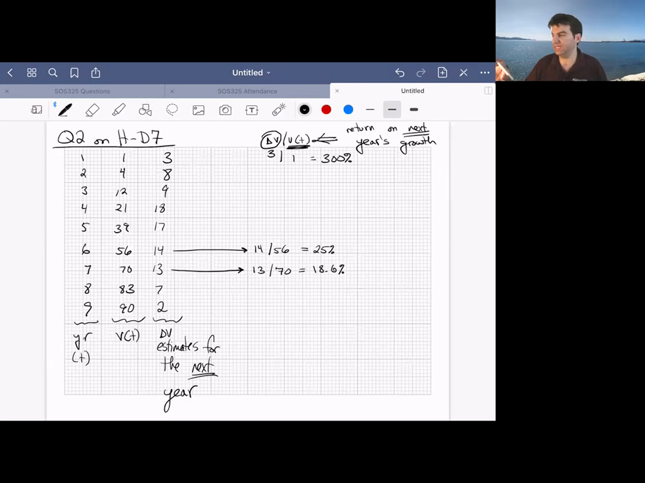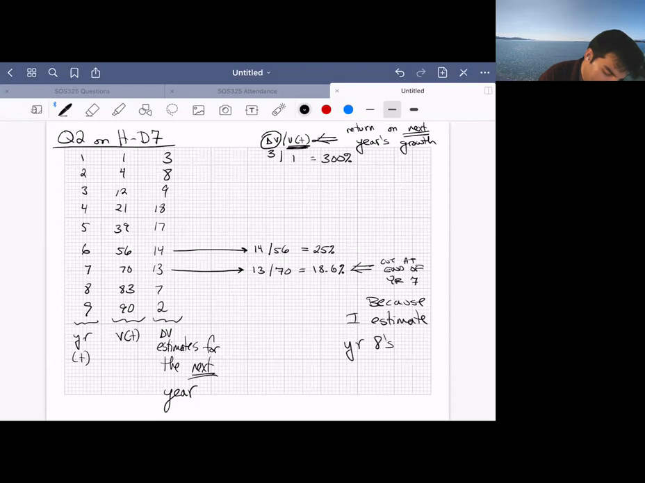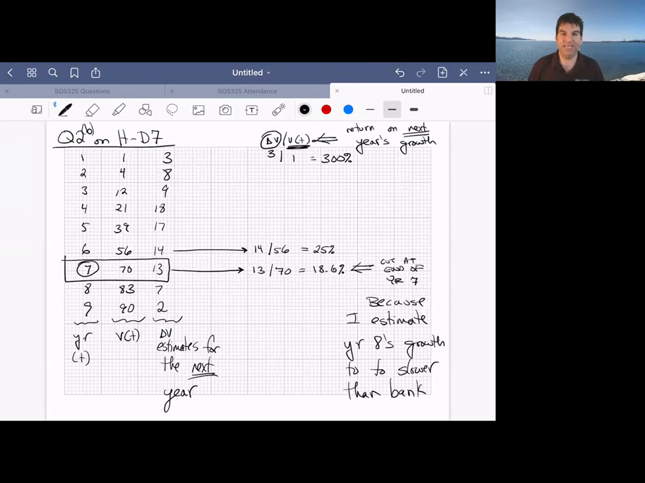And this might be what you were saying in your question. I didn't have the answer in front of me, but based on this, I would cut at the end of year 7, because I estimate year 8's growth to be slower than the bank. And this is specifically question 2B. So that's why I was looking for the answer of year 7, or end of year 7, because the estimated delta V for year 8 is going to be less than what I would get if I instead took that money and put it in the bank.